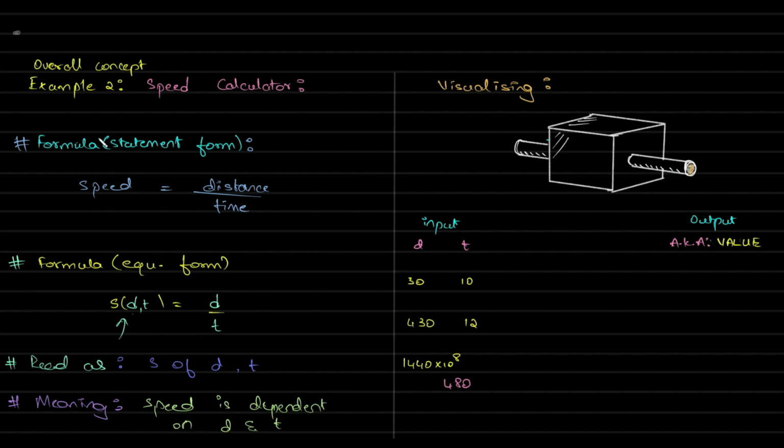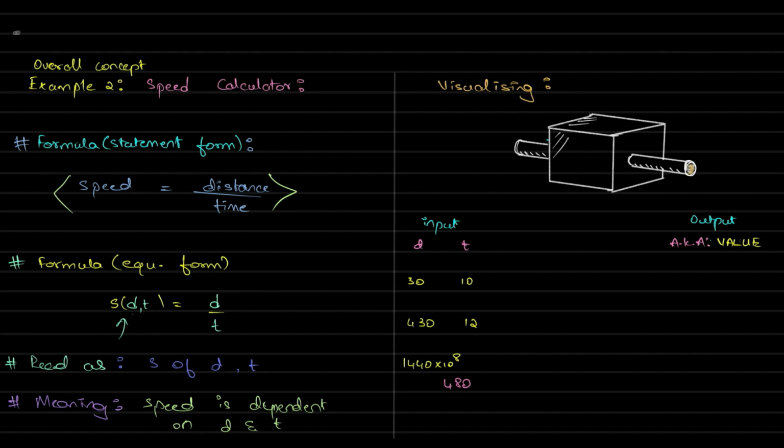So we didn't do any research, we didn't do any analysis, we didn't look at any scenario. It was a straightforward, simple speed calculator because it's already well established that speed is equal to distance by time. We already have the formula, so the research part went away. We directly wrote the formula, statement form, and then equation form.